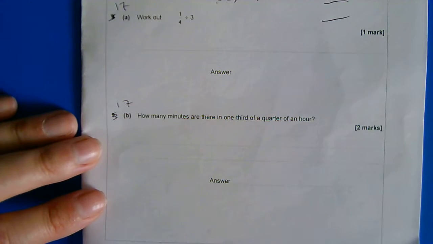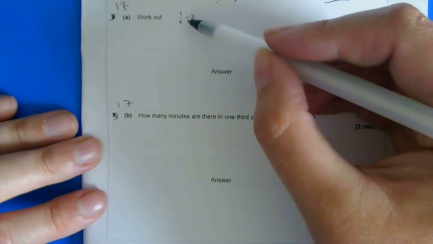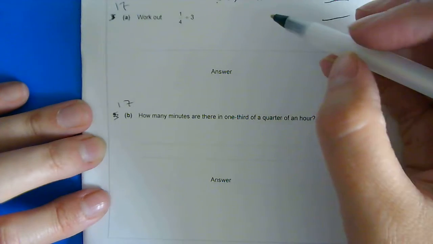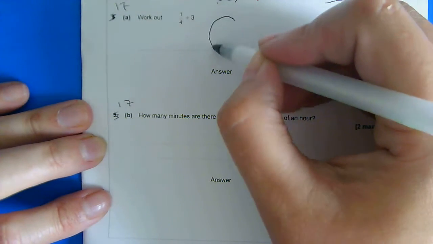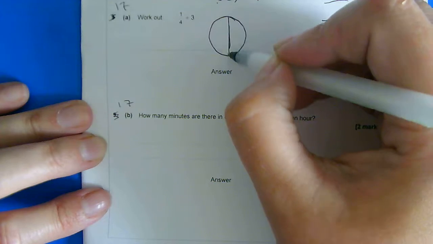Question 17 then, it says work out a quarter divided by 3. You can do this visually or mathematically through the number crunching. So firstly, what is a quarter?